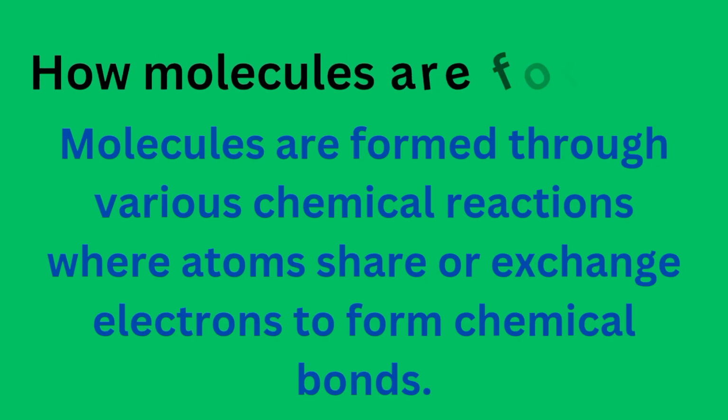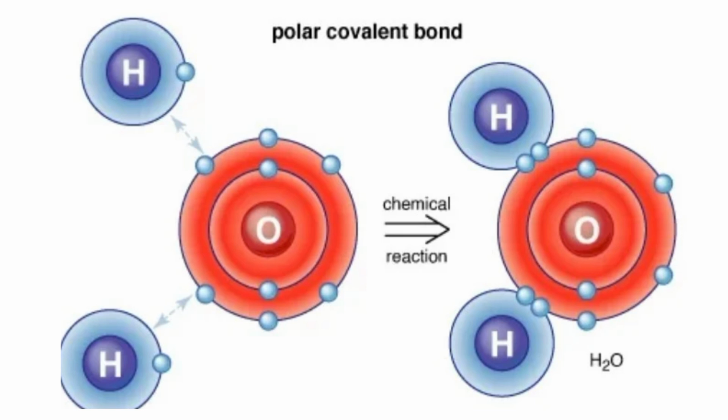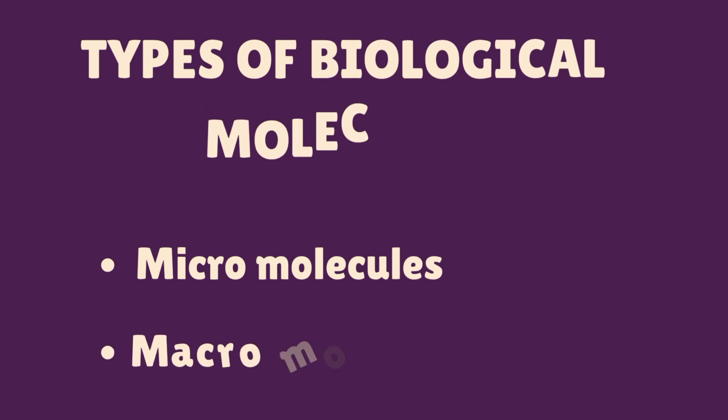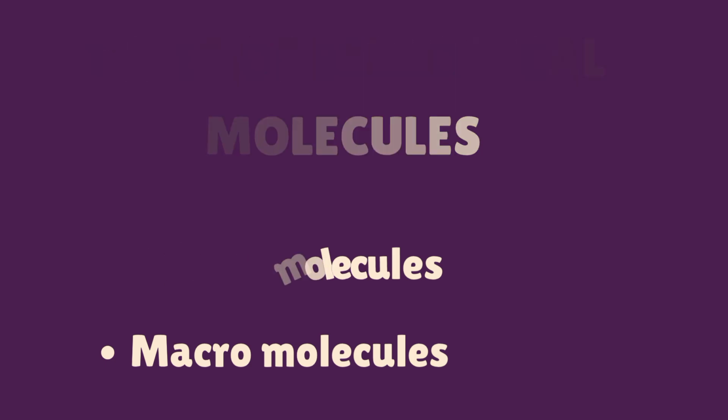How are molecules formed? Molecules are formed through various chemical reactions where atoms share or exchange electrons to form chemical bonds. For example, a molecule of water consists of two hydrogen atoms bonded to one oxygen atom. Types of biological molecules. In the biological world, molecules are of two types: micromolecules and macromolecules.